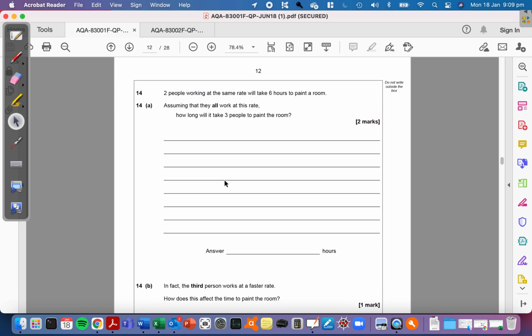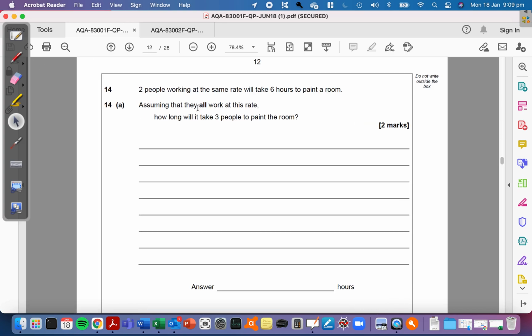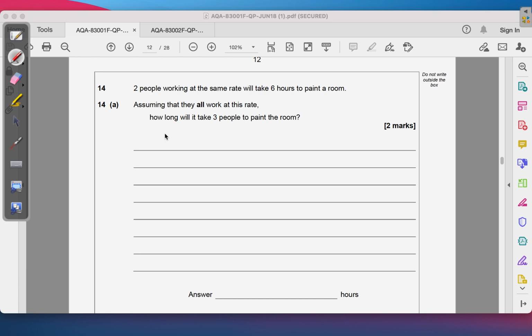So 2 people working at the same rate will take 6 hours to paint a room. Assuming they all work at the same rate, how long will it take all 3 people to paint the room? So the way that I like to look at this, I'll say, well, 2 people take 6 hours. And you need to ask yourself, what would you expect if 1 person painted the room? Would it be done faster or slower? Well, if there's half as many people, it's going to be done slower, isn't it? But the question is, how much slower?